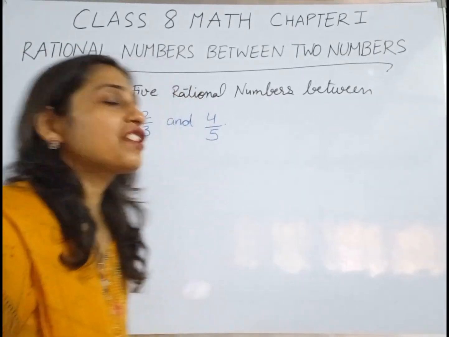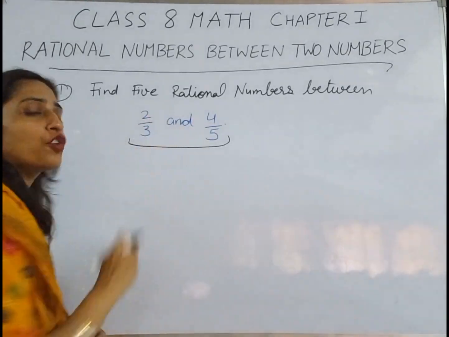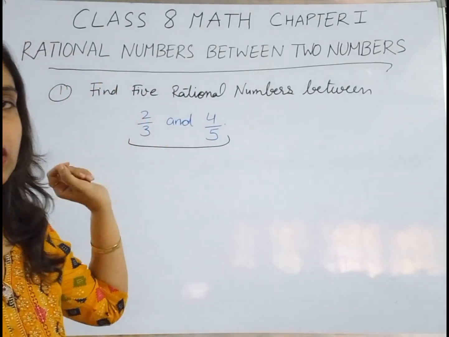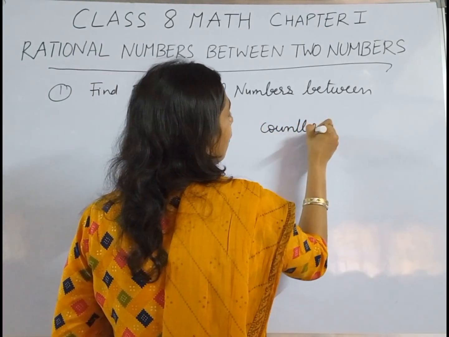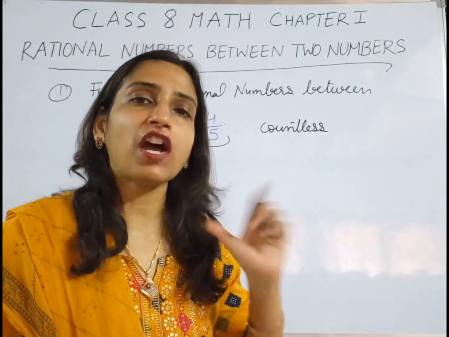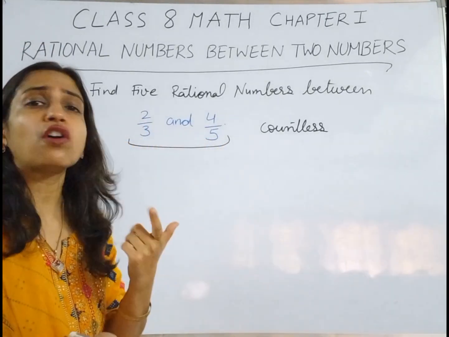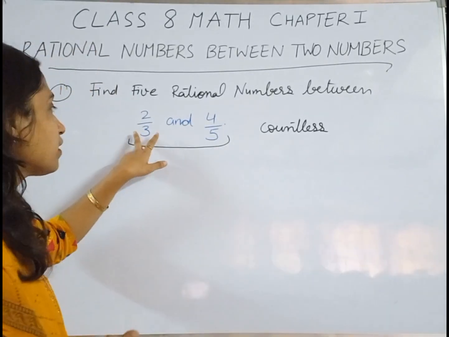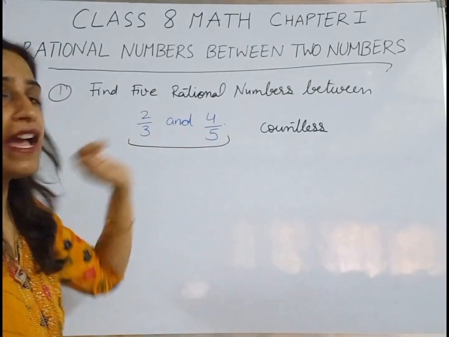The first example is to find 5 rational numbers between 2 by 3 and 4 by 5. So we have to find 5 rational numbers between these two given numbers. As we know, there are countless numbers between any two given numbers, and we have to find 5 of them. Firstly, the denominators of these two terms are not the same. We have to make the denominators of both the terms equal. This denominator is 3 and this is 5. To make them equal, we have to take the LCM.